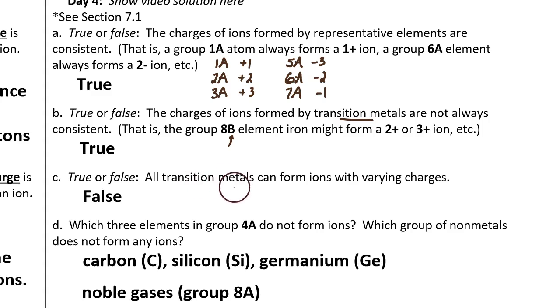Question C, true or false? All of the transition metals can form ions with various charges. That's false. There are some transition metals that do only form ions with 1 charge.